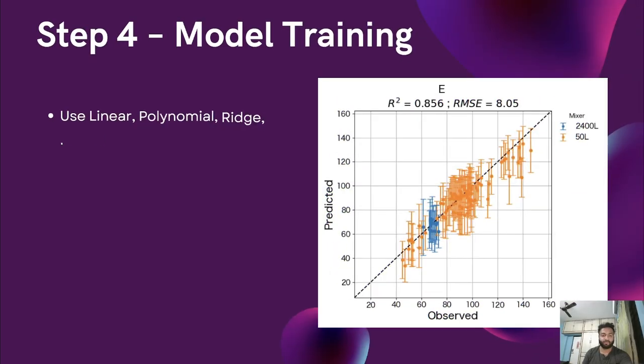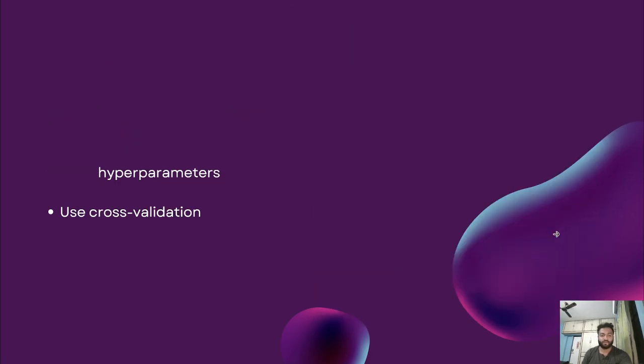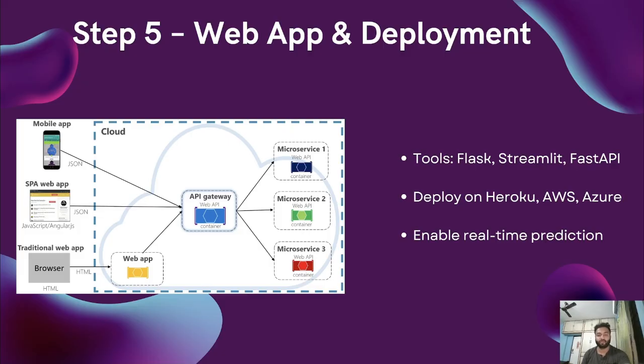Next step is model training. We apply techniques like linear regression, polynomial regression, and tune them using Ridge, Lasso or ElasticNet. We evaluate performance using cross-validation and metrics like RMSE or R-squared. The final step is web app and deployment. We build a web application to make the model usable. Using tools like Flask, FastAPI, or Streamlit, we deploy our model and make it accessible through a user-friendly interface. Deployment to cloud platforms like Heroku, AWS, or Azure ensures scalability and availability.